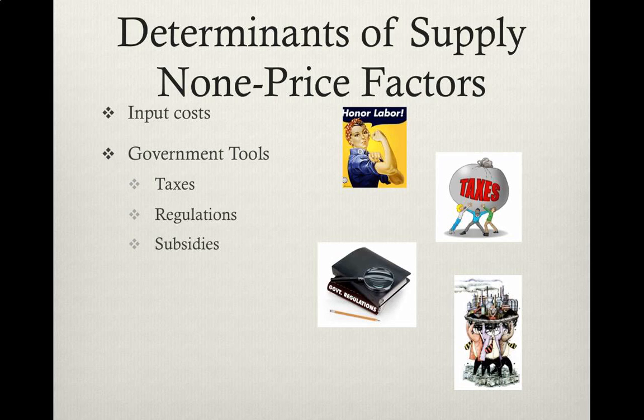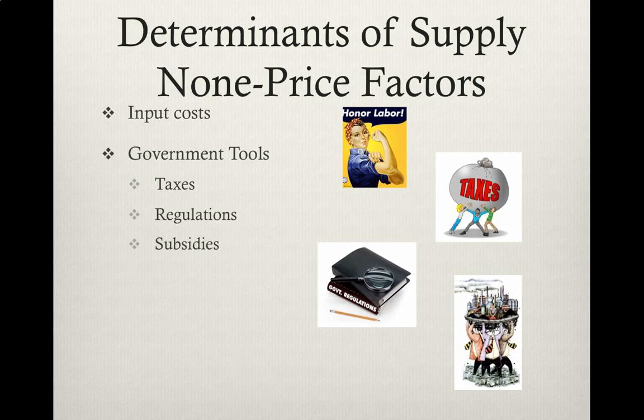And then subsidies. The picture that I have in the bottom right-hand corner is you have the government supporting the oil industry. The government supports the farming industry. The government supports wind farms and anything that goes into trying to reduce our use of fossil fuels. The government will help those people out. And so what that does is gives them a greater incentive to produce.